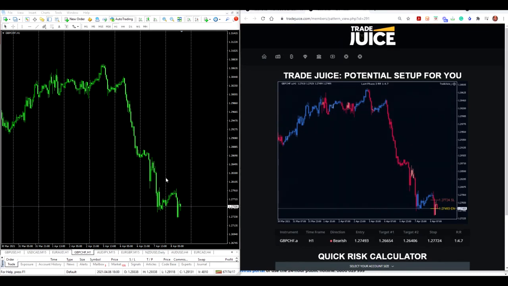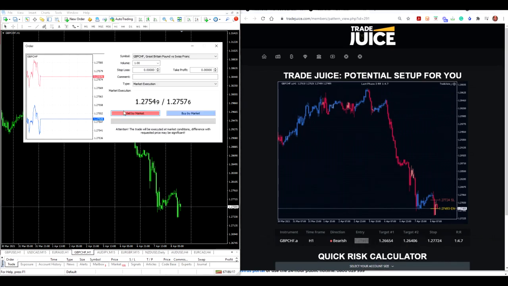So there's my MT4 chart. There's the TradeJuice chart telling me the entry, stop, and the targets. What I'm going to do then is simply set the entry point, because price has not yet reached that point as yet.